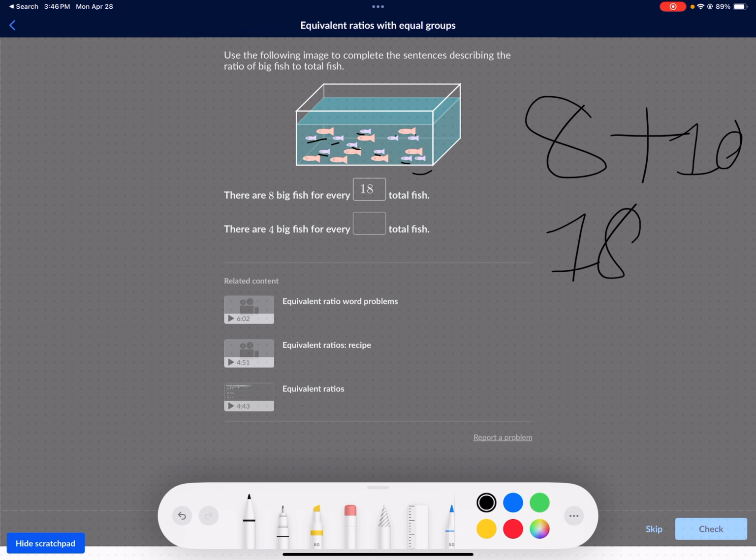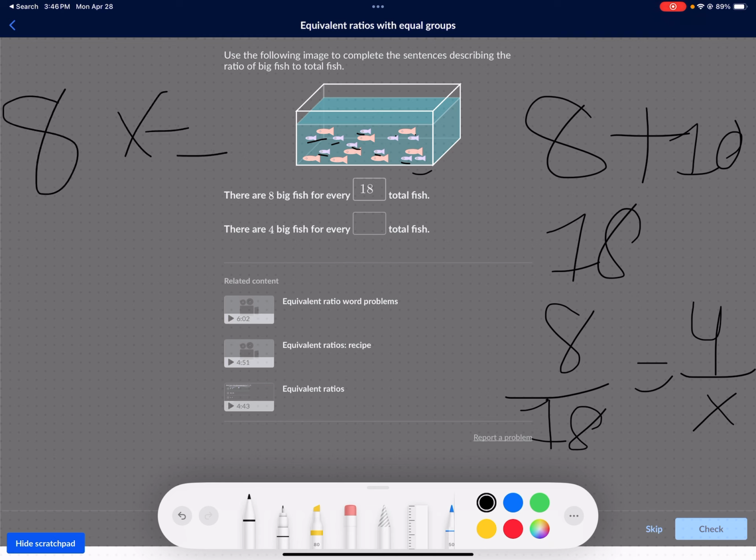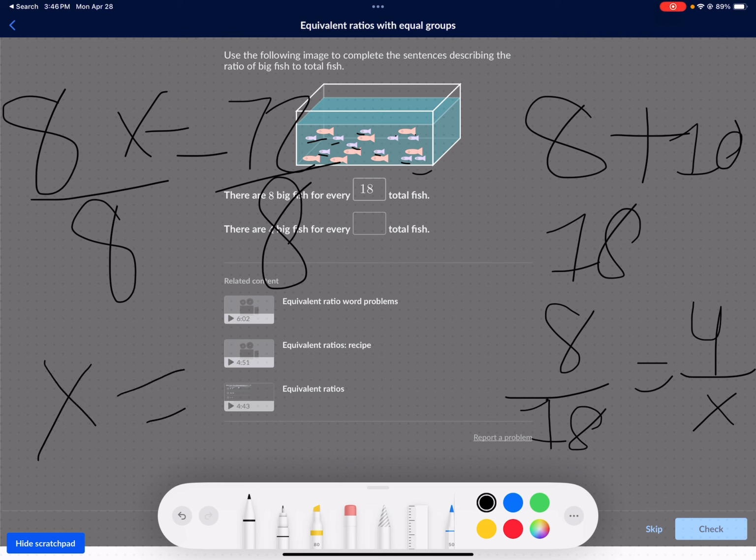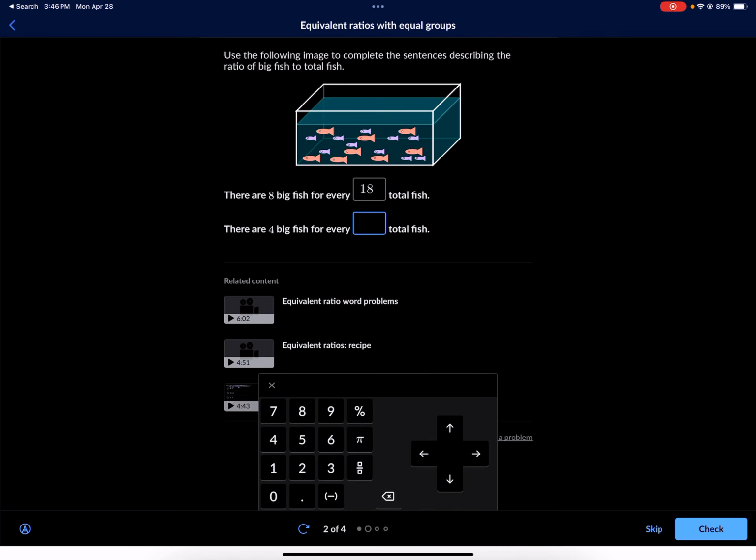And then we have 4 big fish. If we have 8 to 18 and then 4 for every blank total, we can cross multiply again. So we would have 8x is equal to 72. And then we divide by 8 for both sides. Understand? And then we have x is equal to 72 divided by 8, which is 9. So 4 for every 9 total fish.